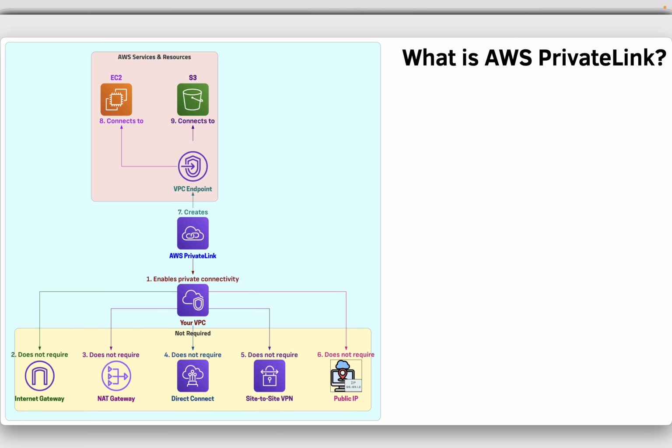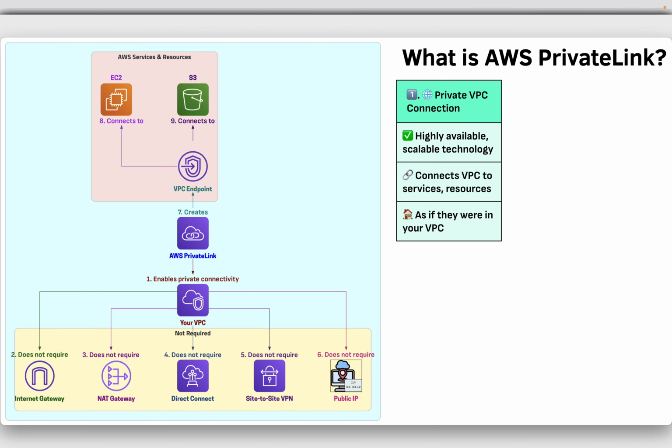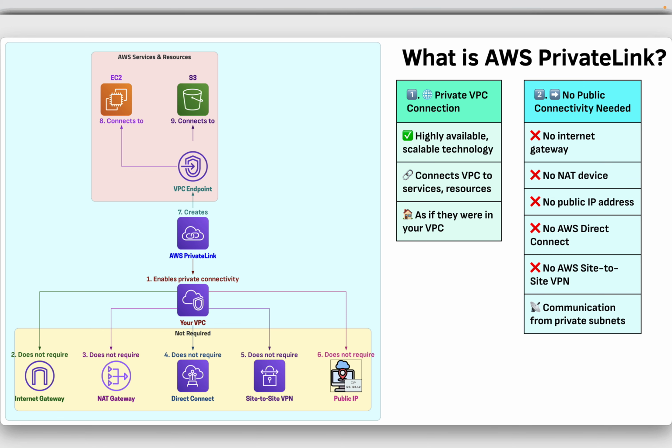So what is AWS PrivateLink? AWS PrivateLink is a highly available, scalable technology that enables you to privately connect your VPC to services, AWS services and resources as if they were in your own VPC, which is Virtual Private Cloud. You do not need to use an internet gateway, a NAT device, public IP address, AWS Direct Connect connection, or AWS site-to-site VPN connection to allow communication with the AWS services or resources from your private subnets.